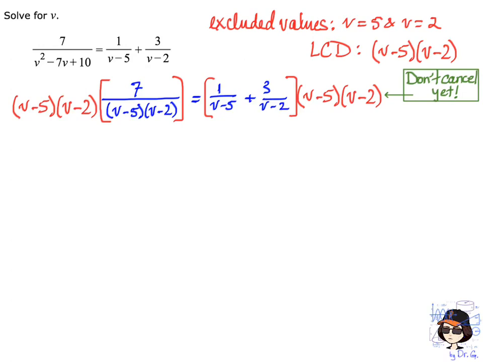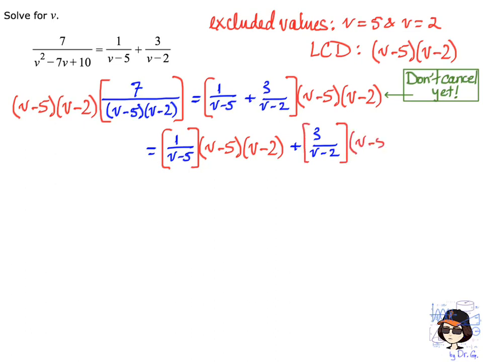Some of you are going to try to cancel right away on the right-hand side. Notice we have a sum, 1 over v minus 5 plus 3 over v minus 2. So in each of those terms, something different will cancel. We can't cancel yet on the right side. So what I want you to do is use the distributive property. We have to distribute. So it's the first term times the LCD plus the second term times the LCD. That's the distributive property. We have to do that first before we can cancel.